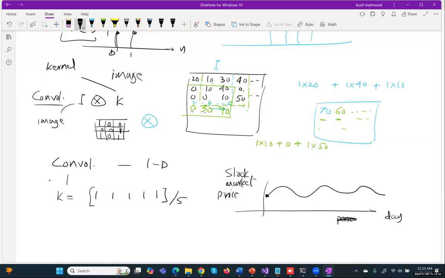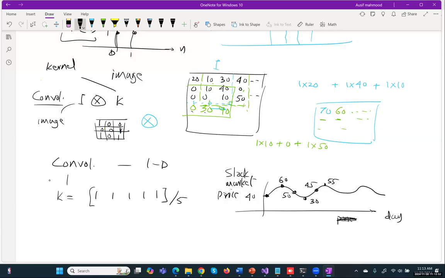So let's say the first day, the price is 40. Second day, it is, let's say, 60. Third day, let's say it is 50. Then it becomes, let's say, 30. Then it becomes 45. Then it becomes 55. Okay, and so on.